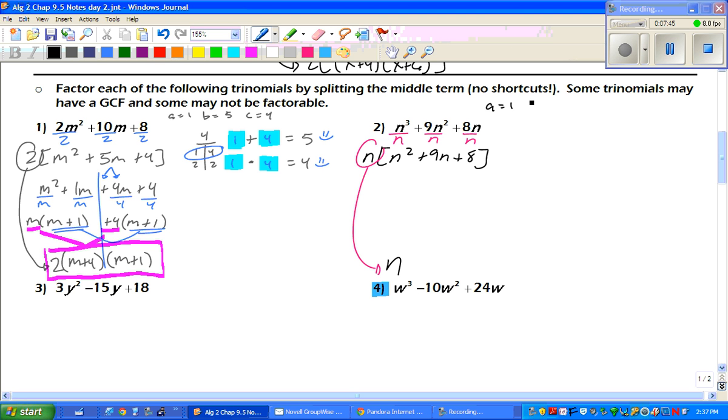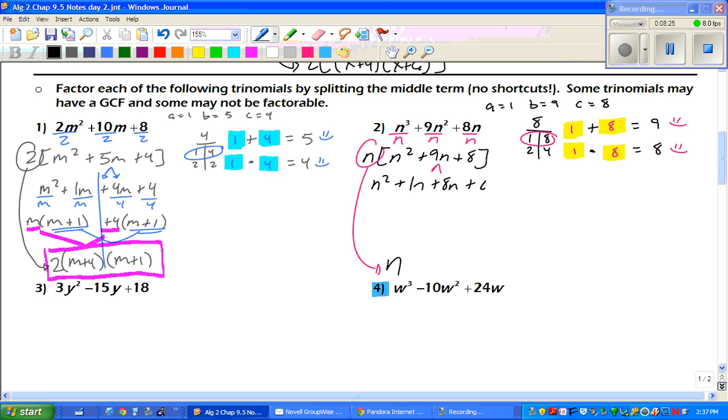So now a equals 1, b equals 9, and c equals 8. So we want the factors of 8, which are 1 and 8, 2 and 4. So what numbers add to get to 9 and multiply to get to 8? Yeah. 1 plus 8 gives us 9, and 1 times 8 gives us 8. So we got to split that middle term: n squared plus 1n plus 8n plus 8.